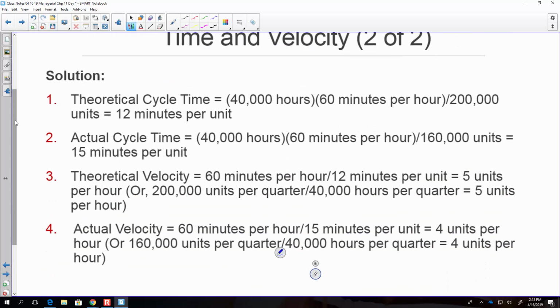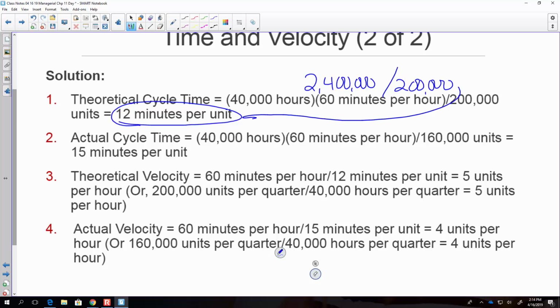So the computations, they're converting the measurement into minutes instead of hours. So all you have to do is take the minutes, 60 minutes in an hour, times the production hours available, which is 40,000. So that is 2,400,000 in minutes. I'm going to divide by 200,000 units, and I get 12 minutes per unit. So my perfect time it should take to make 1 unit is 12. But as you can see, using the actual units produced, in reality, I'm only doing 15. So we have 3 minutes of supposed wasted time that we maybe somehow could reduce.